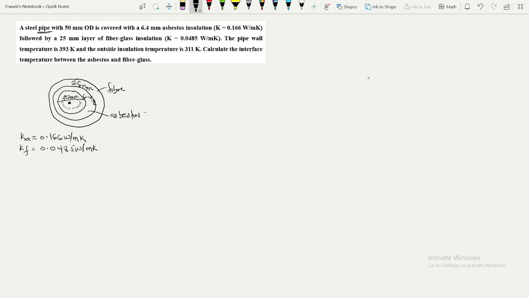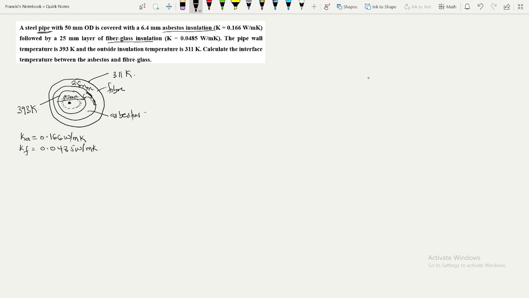The pipe wall temperature, so the temperature at the outside, is 393 Kelvin, and the outside insulation temperature, so we have a fiber insulation and then the asbestos insulation. But since the question says the outside insulation, we go for the entire outside, and that will be the fiber, which has a temperature of 311 Kelvin. Calculate the interface temperature between the asbestos and the fiberglass.